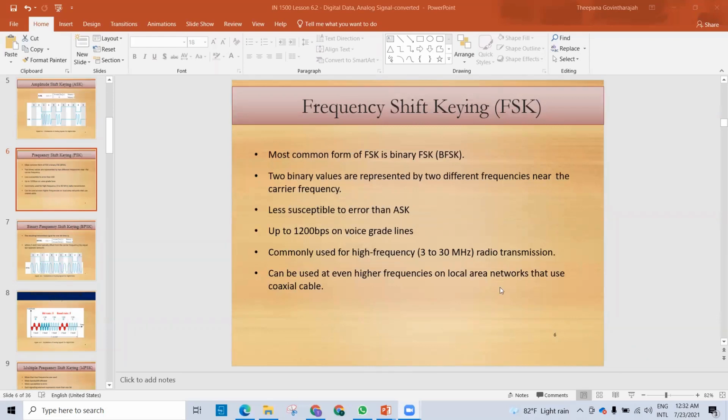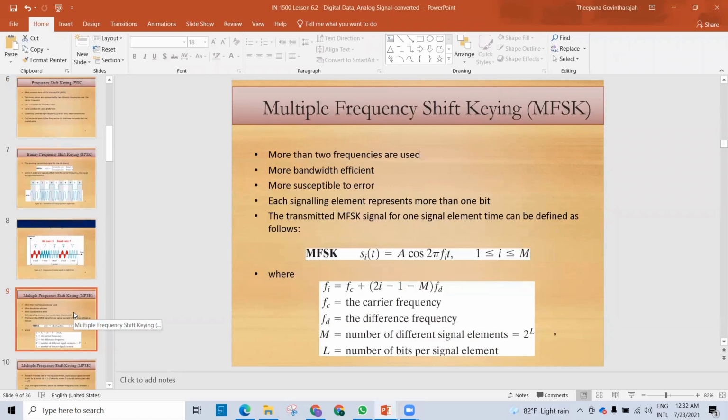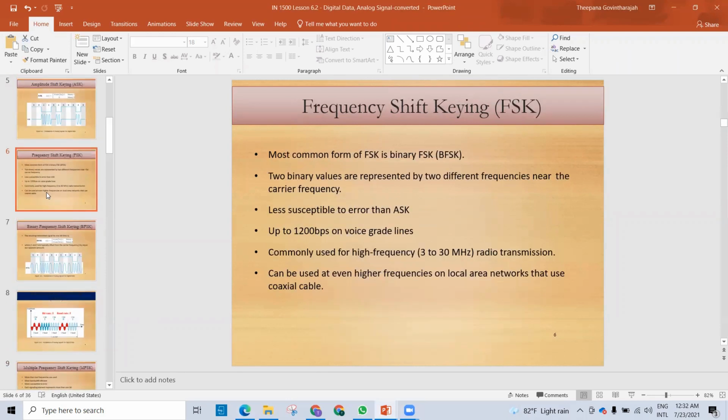In this video, we are going to see about frequency shift keying, which is also called FSK. In FSK, commonly we are talking about binary FSK. And there is also a format called multiple frequency shift keying. But commonly we are referring to binary frequency shift keying. Binary frequency shift keying means only two different frequencies are used.